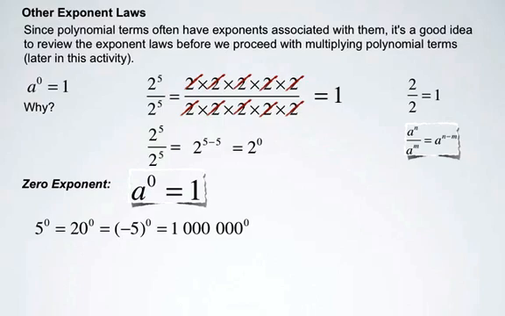So all of the following will equal 1: 5 to the 0, 20 to the 0, negative 5 to the 0, and 1,000,000 to the 0. All equal 1.